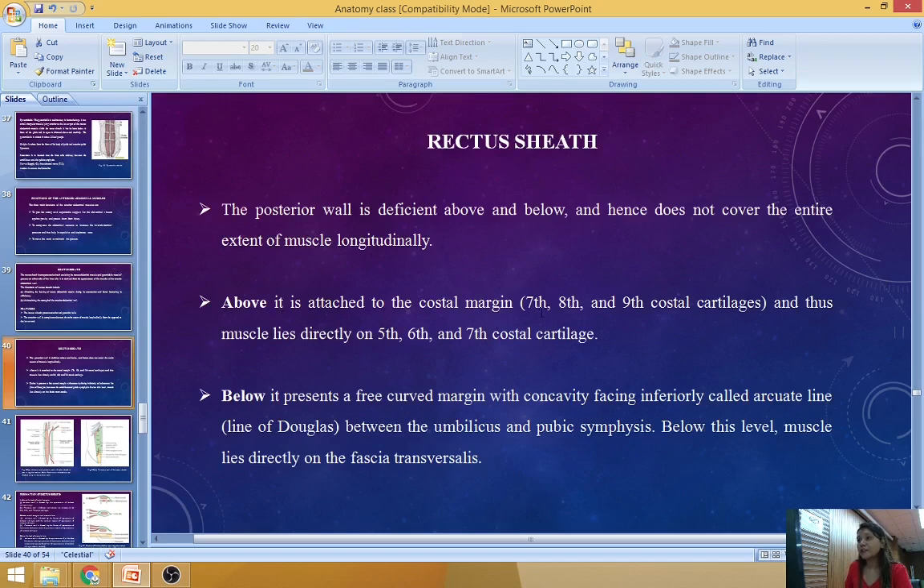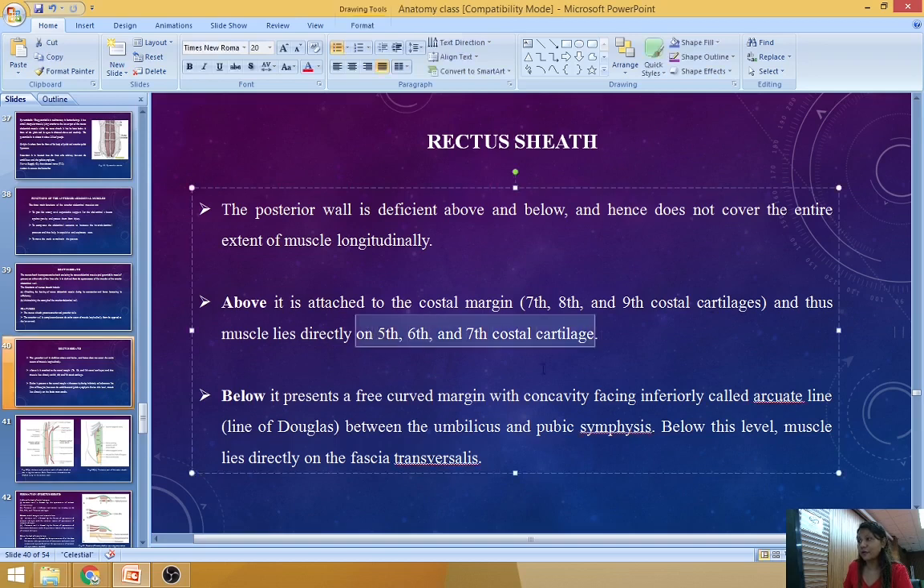Above, it is attached to the costal margin, 7, 8 and 9 costal cartilage, and lies directly on 5th, 6th and 7th costal cartilage. Okay, and below it is present as a free curved margin with concavity facing inferiorly, known as the arcuate line or line of Douglas, between the umbilicus and pubic symphysis. Below this level, the muscle lies directly on fascia transversalis.